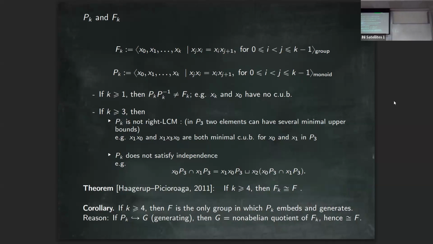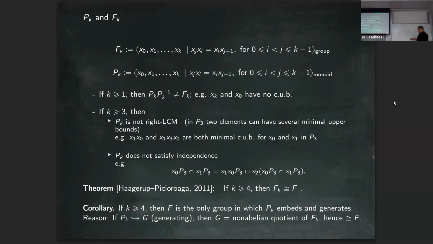And the reason for that is that if pK embeds in a group, which it generates, then that group is a quotient of Fk. But Fk is F. But F doesn't have any quotients other than F, and non-abelian quotient. So you're back to F.